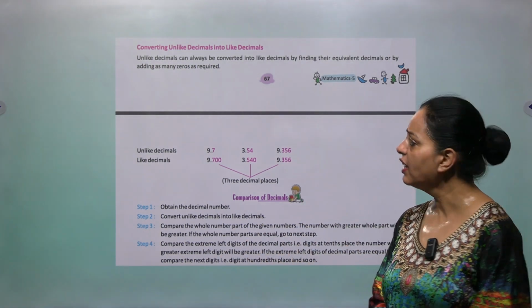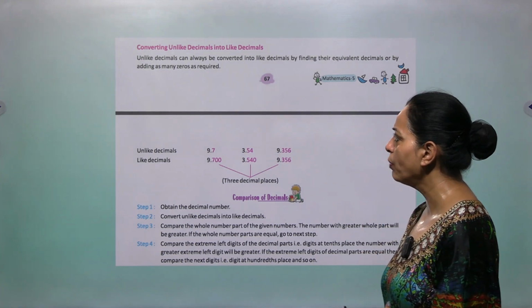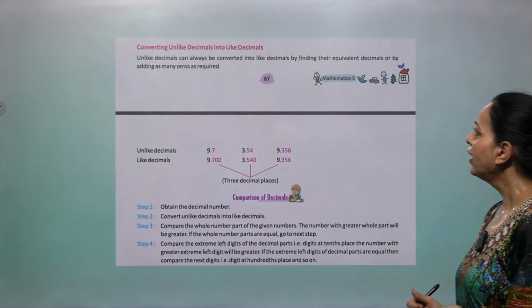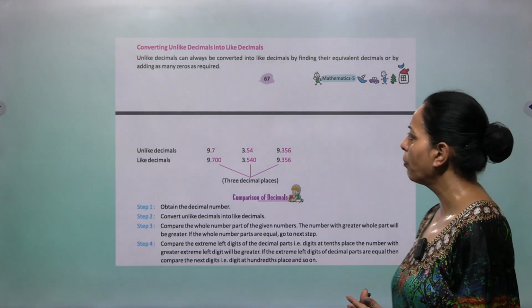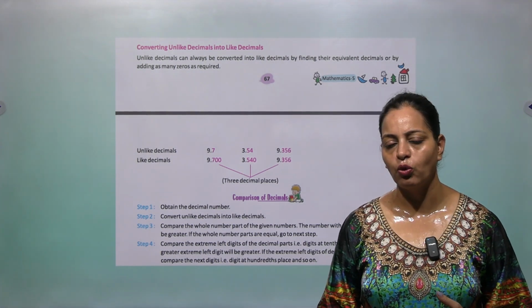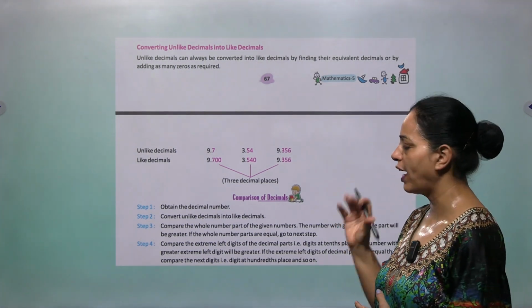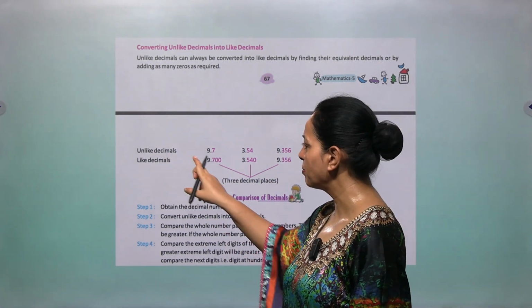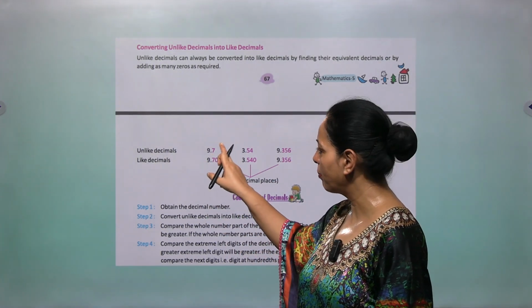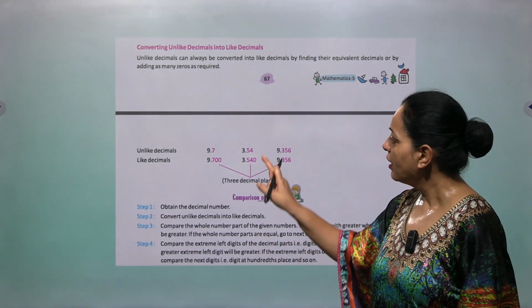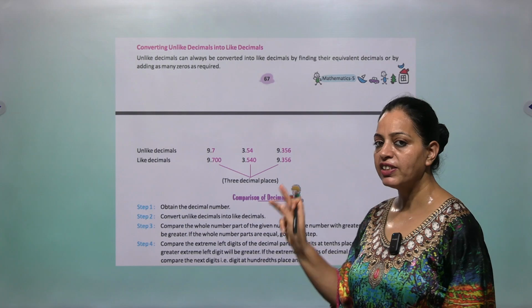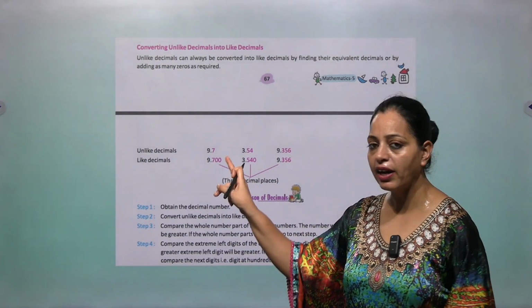It's very easy. Unlike decimals can be converted into like decimals by finding the equivalent decimal or by adding as many zeros as required. हम zeros add कर देंगे. जैसे आप देखो 3 numbers given, unlike decimals हैं, 9.7 है because यहाँ पे decimal के बाद 1 digit है, 3.54 इसमें 2 digits हैं, 9.356 इसमें 3 digits हैं, so all are unlike.